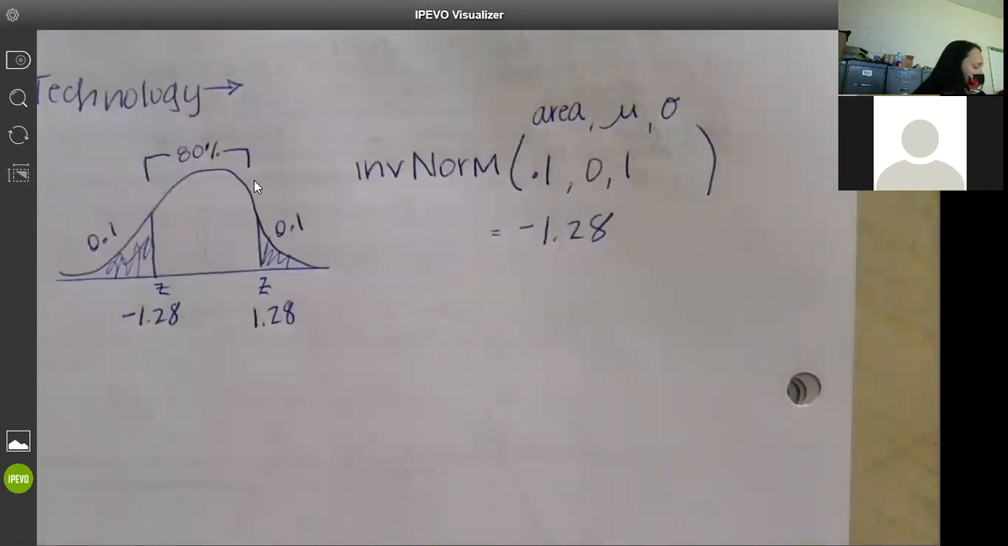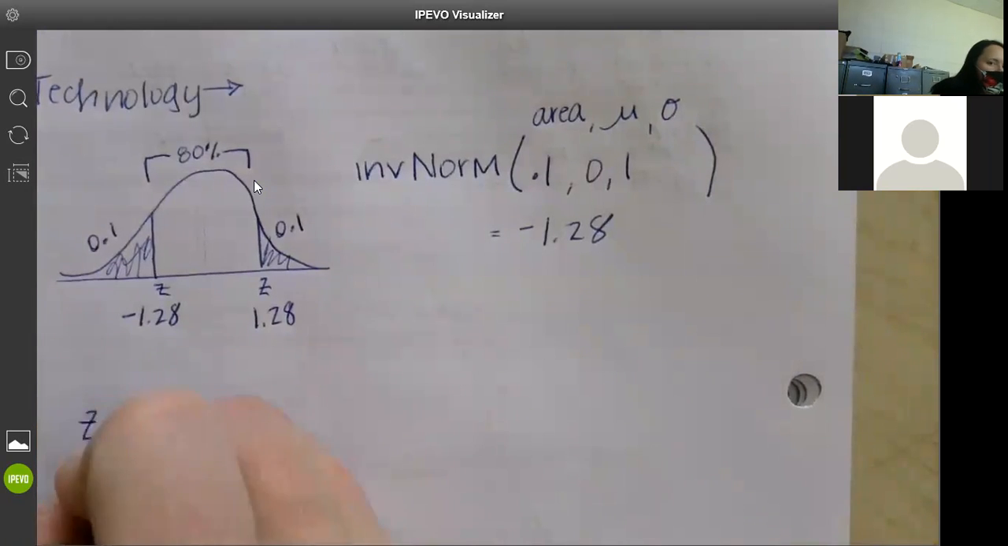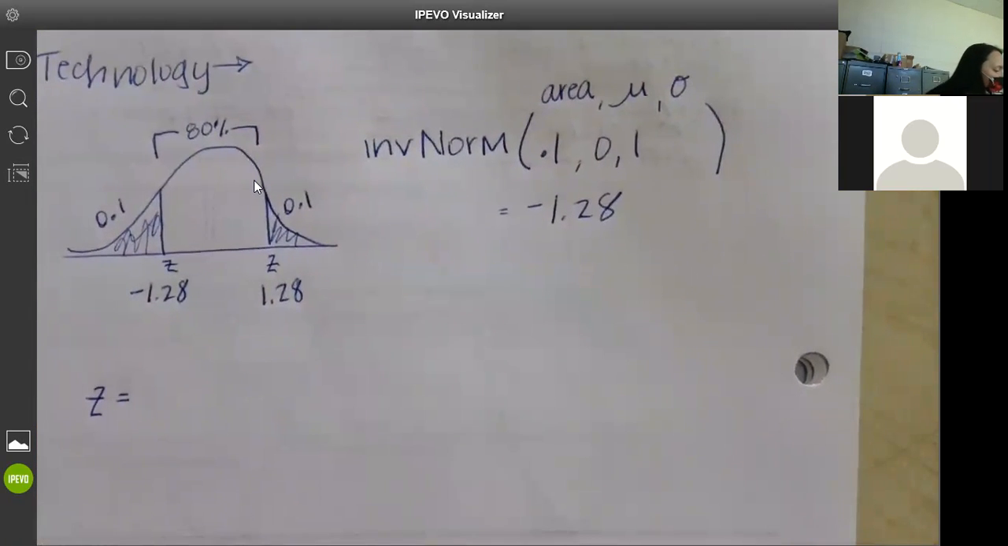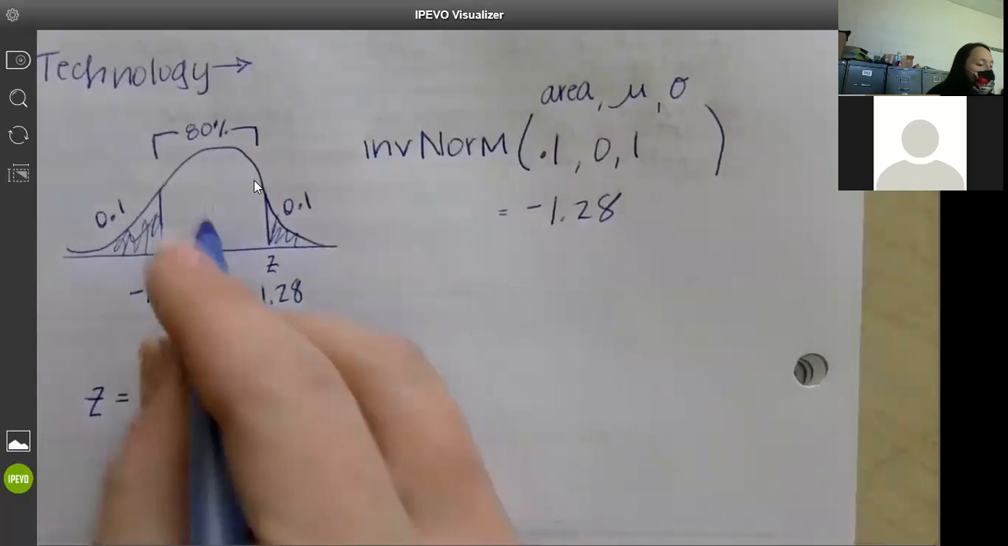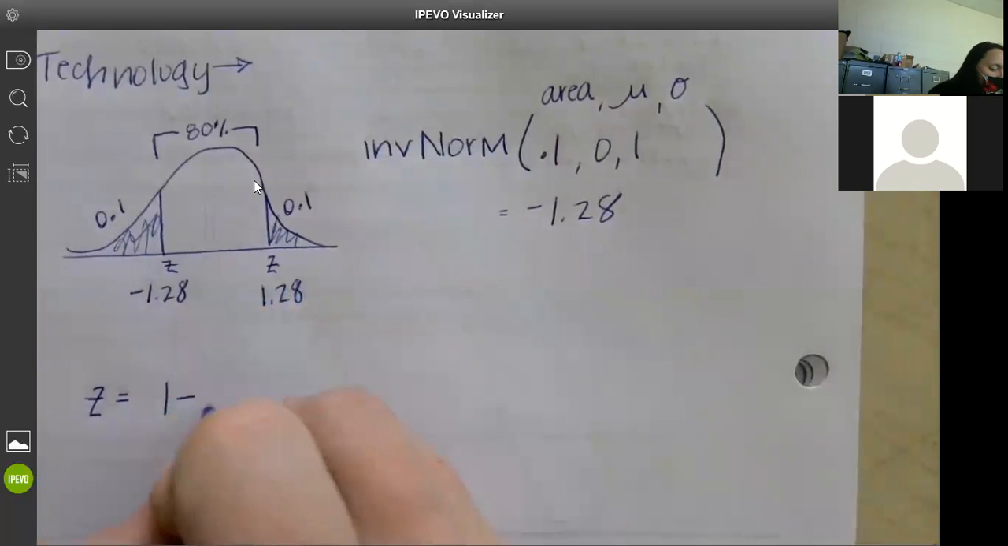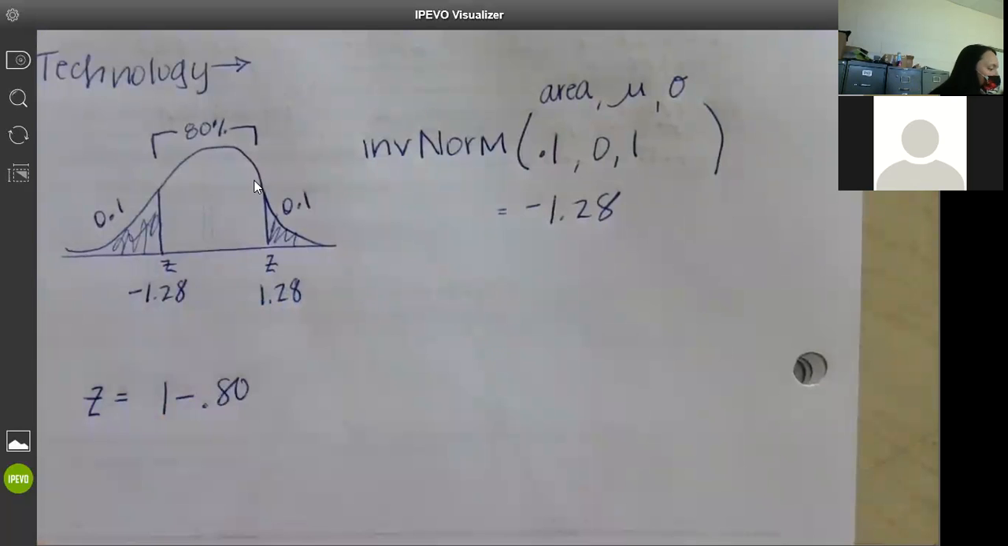So how do we do it in our calculator, or even if we're doing it by hand? So Z equals, remember, it's our mean minus what we want over our standard deviation. So we wanted 80%. So we're doing 1 minus 80%. And then our standard deviation in our calculator is going to be 2.